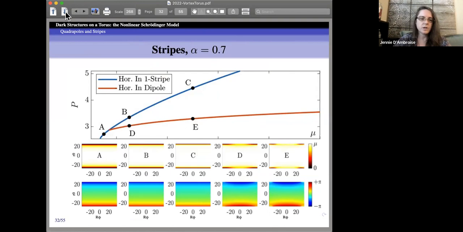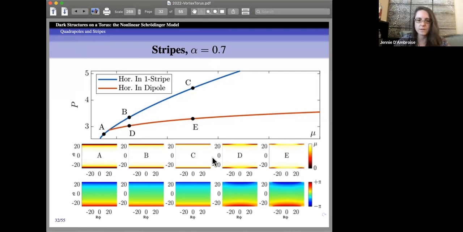And finally, if you look at the bifurcation as a function of mu, and this one in particular is for a fixed alpha equal to 0.7, you can see the branches bifurcating, and the horizontal dark stripe situated horizontally around the torus will bifurcate into the dipole. And here is a quick showing of that bifurcation down below.